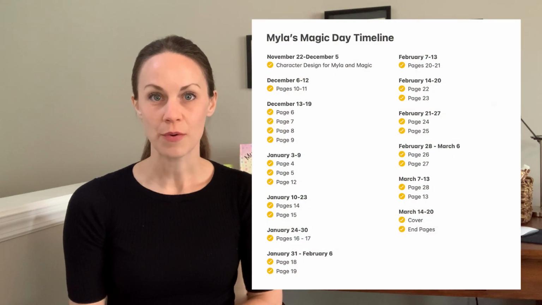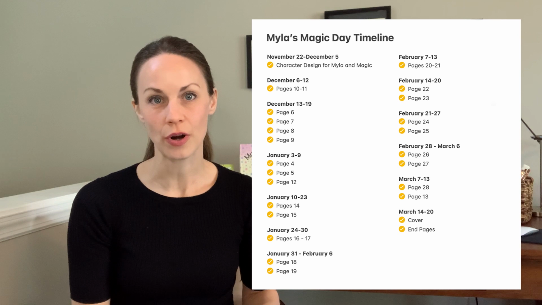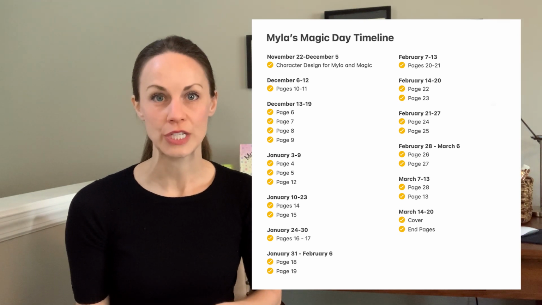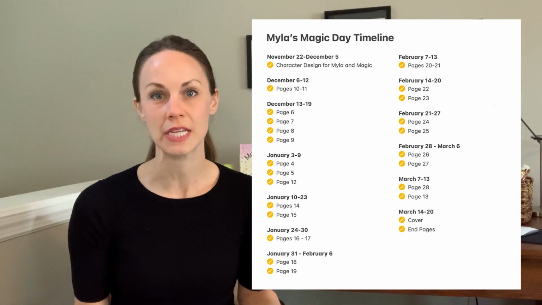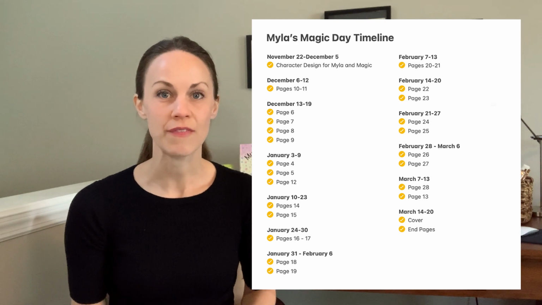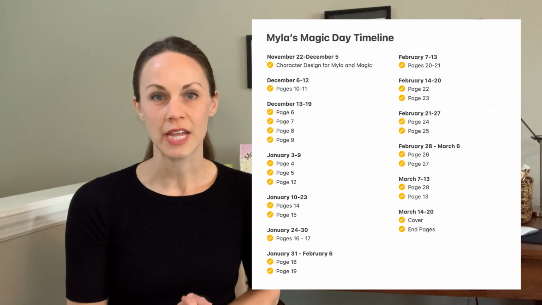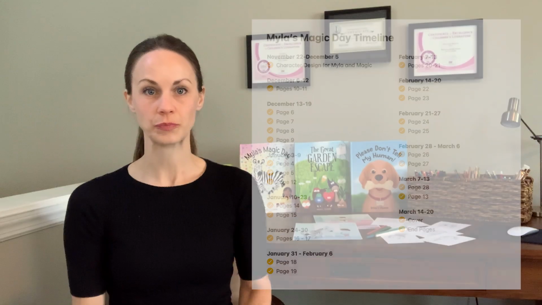And so the next thing I like to do is create a timeline. Here's the timeline I created for Myla's Magic Day, and you'll notice that I don't go in sequential order. That's because I like to do 1 or 2 larger illustrations that'll help determine some of the other illustrations in the book. So it just makes things a little easier. At this stage, I'm also doing other things, so I factor that into my timeline as well. And you'll see Myla's Magic Day took me about 3 to 4 months to do all of the illustrations.